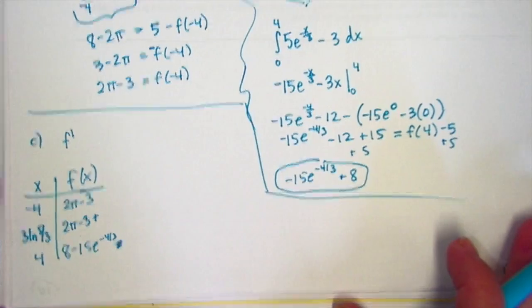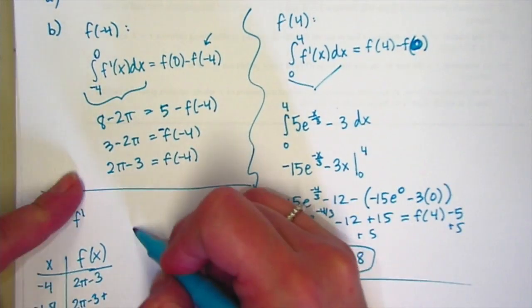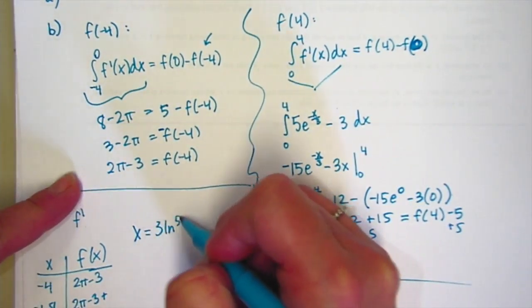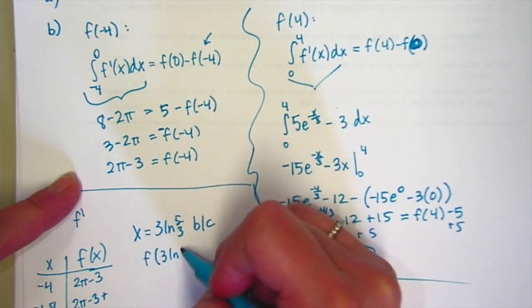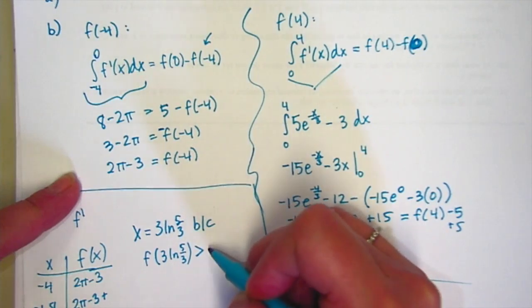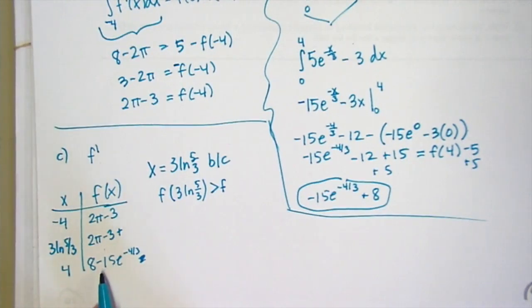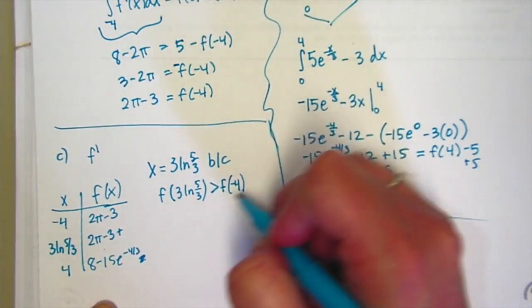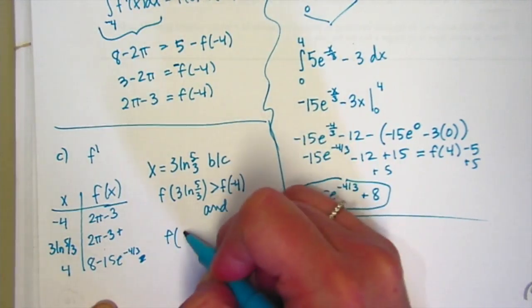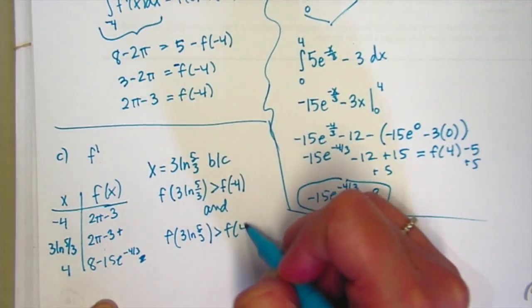So the way that it's stated here, right, find the value of x at which f has an absolute max. So I'm going to say x equals 3 ln of 5/3 because f of 3 ln of 5/3 is greater than f of... I guess you have to compare it to this guy, 2 pi minus 3. Well, I would just say that it's greater than both of them, f of -4 and f of 4. Okay, that should get you full credit.